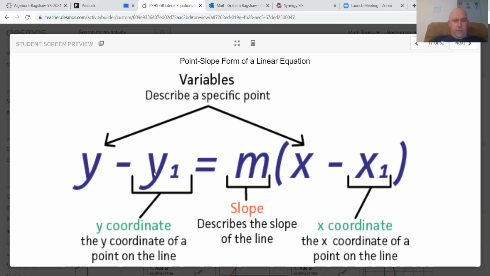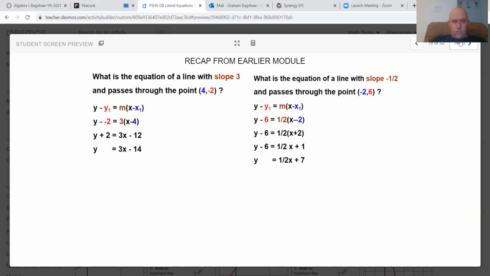Now, point-slope formula, that's this one here. All these values have specific meanings. So y1 is your y-coordinate, not y, which a lot of people assume incorrectly. And m once again is your slope, and x1 is your x-coordinate. Now, just to recap how we actually used this before.